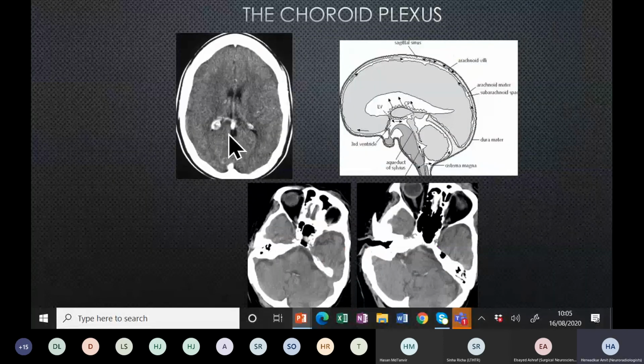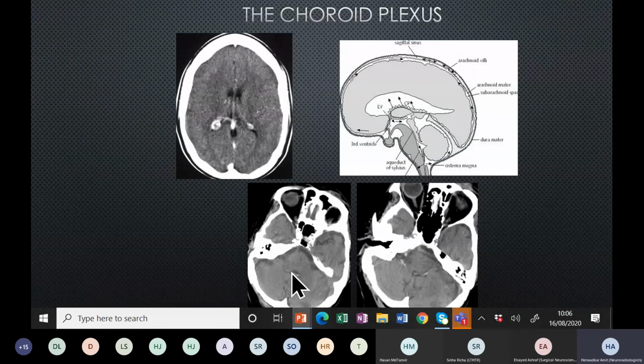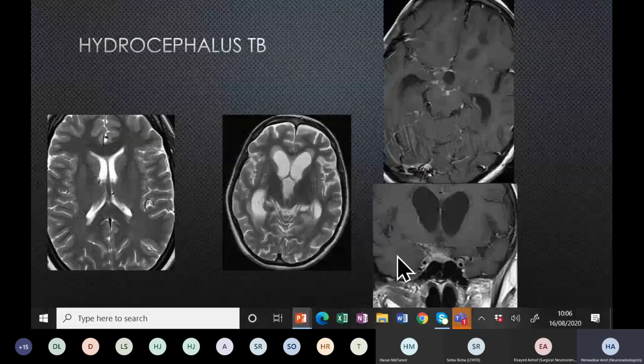So that said, they can contain calcium, and you can see the calcification here on a CT scan, and also on an MR scan you can see the calcium within the roof of the fourth ventricle, and also extending through the foramen of Luschka into the cerebellopontine angle system.